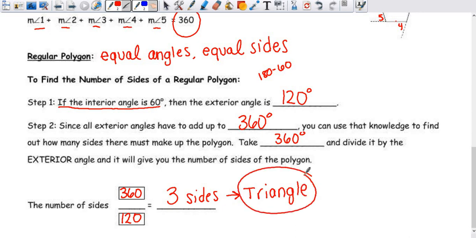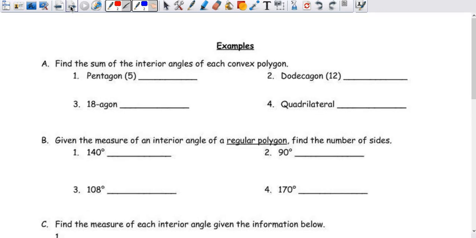So now we'll go ahead onto the back and just do some examples. We won't do all of them, but we will do a few of them just to make sure that we know what we're looking for. So A says, find the sum of the interior angles. So sum of interior angles is using 180 times n minus 2, which you do have to memorize.